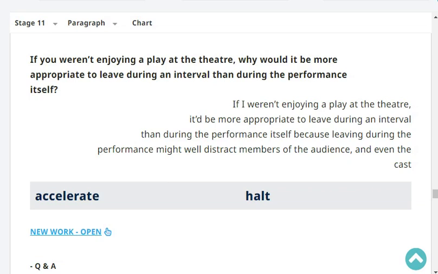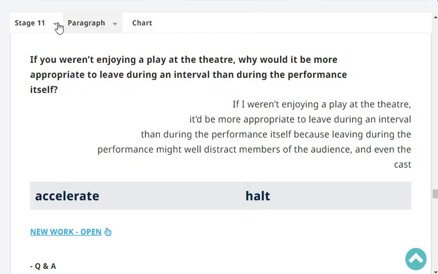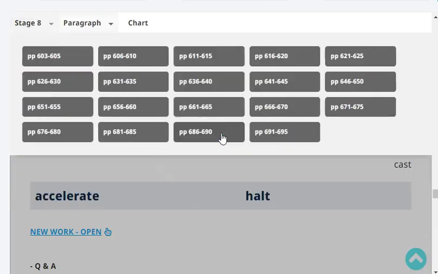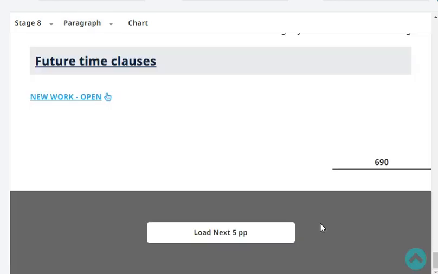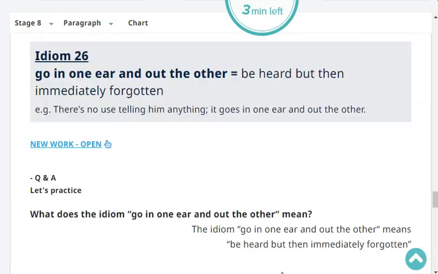Okay, so now let's move on to our reading. Reading is at stage 8, page 688. Last headword was combined. Okay, please start at headword idiom 26. Go in one ear and out the other. Okay. Idiom 26. Go in one ear and out the other. Very good.